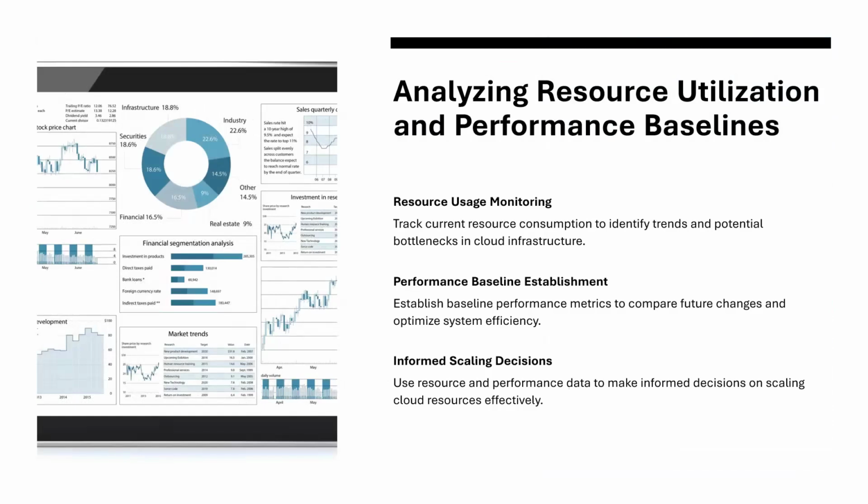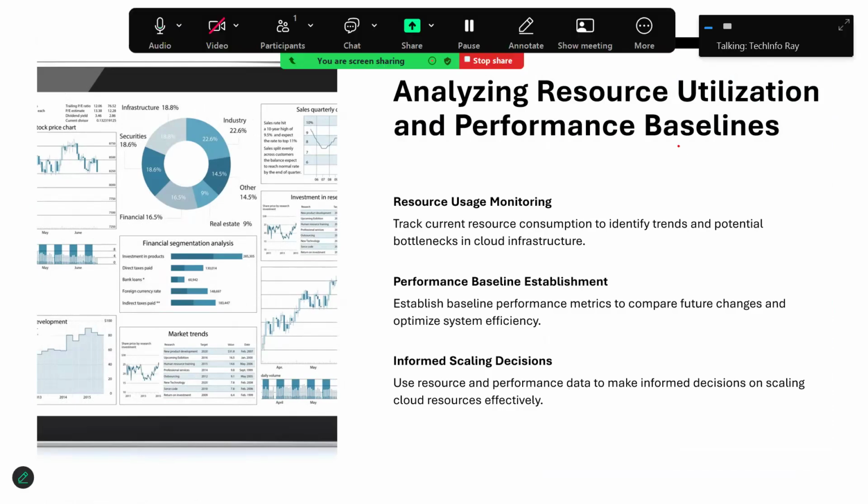Then I was talking about the resource utilization and performance baselines. So once you understand the RAM and CPU utilization of the application, you will understand how much the servers are being used. Track the resource consumption to identify trends. For example, if an application is going to 95%, right?